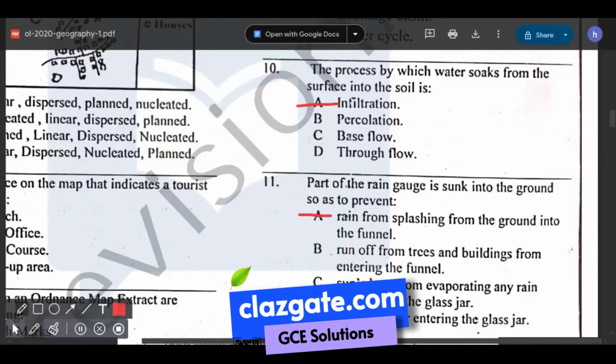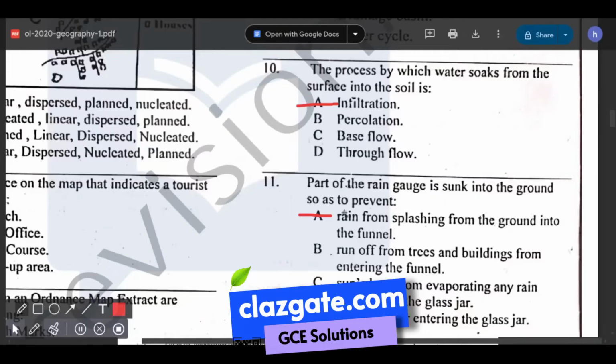The reasoning is that when rain falls on the ground, it can splash up and enter the funnel of the rain gauge, and it will give an inaccurate measurement of the amount of rainfall, as it would include water that did not fall directly from the sky. Okay, so by sinking the rain gauge into the ground, the rim of the funnel is level with the ground, and it prevents rain from the ground from splashing back into the funnel.